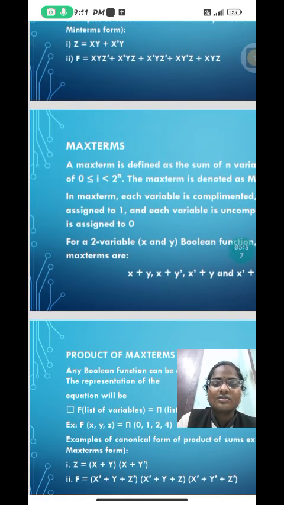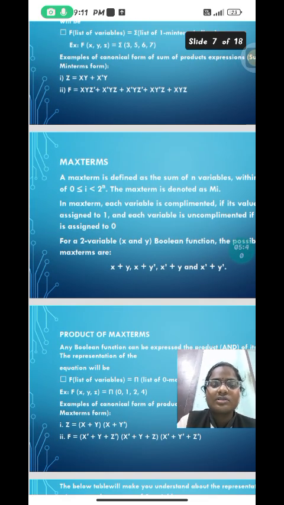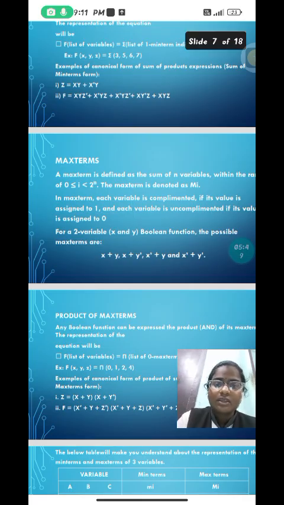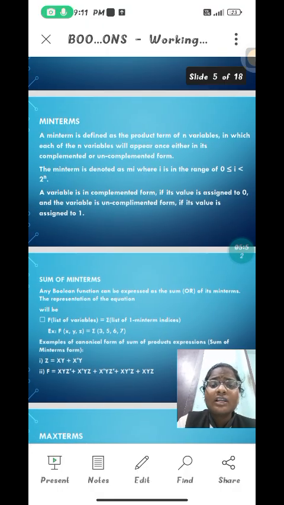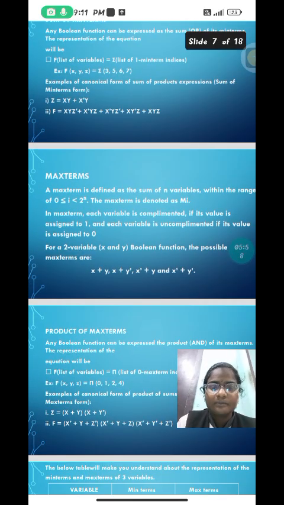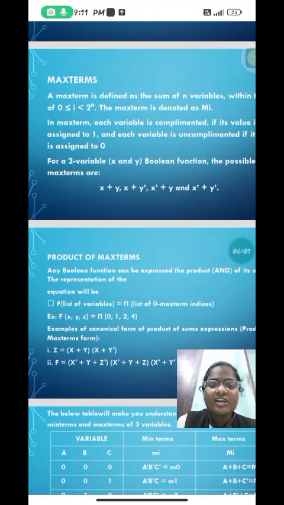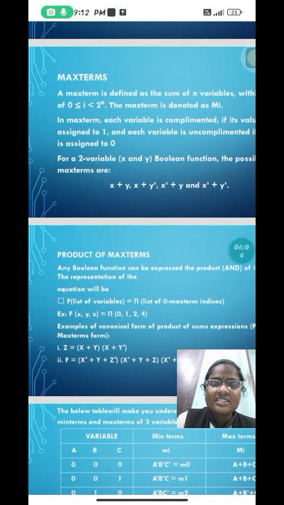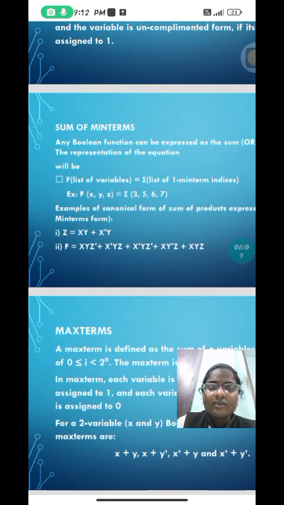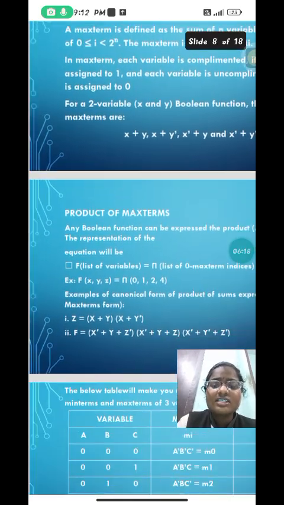The second one is maxterms. A maxterm is defined as a sum of n variables within the range 0 less than or equal to i less than 2 power n. The maxterm is denoted by capital M, while minterms are represented by small m i. For a two-variable Boolean function, the minterm x into y means x is uncomplement and y is uncomplement, which is 1 1.